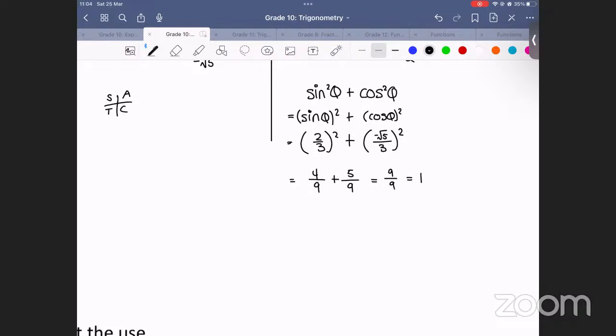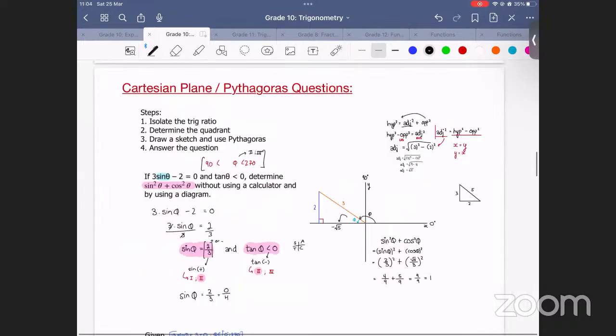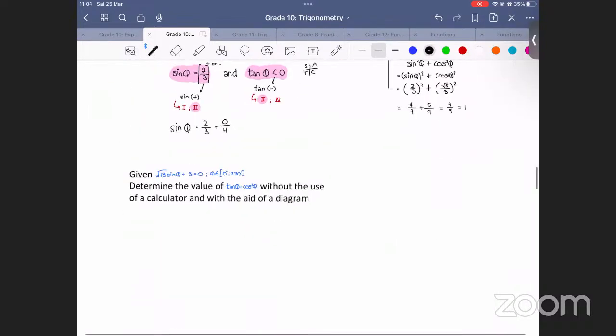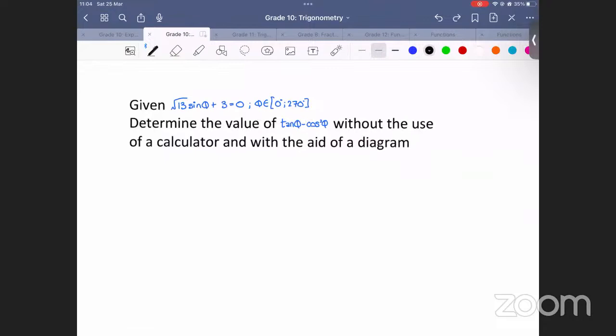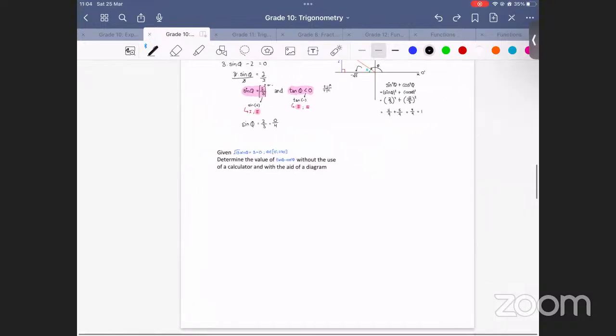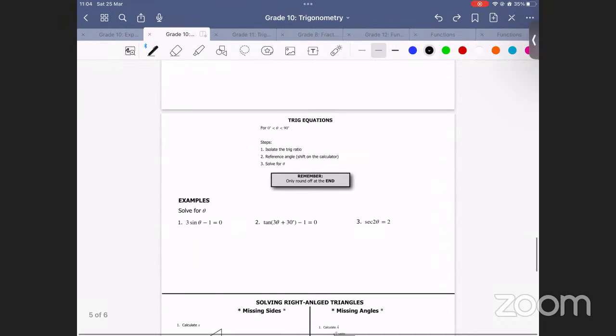Okay, I hope that makes sense. Cool. Let's end it there because obviously we are extremely late already. You guys can attempt this next question. It's very similar, of course. It just has an interval instead of telling you whether one of the trig ratios is negative or positive. So feel free to attempt it. We will do it in the next lesson, and then we'll continue with whatever else we need to.